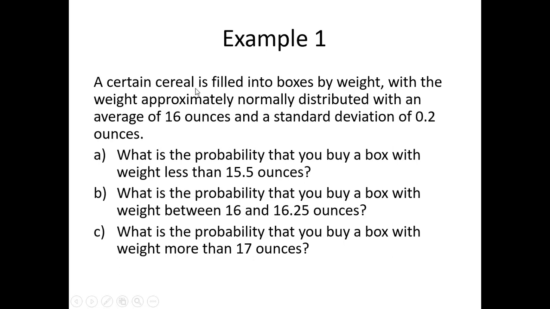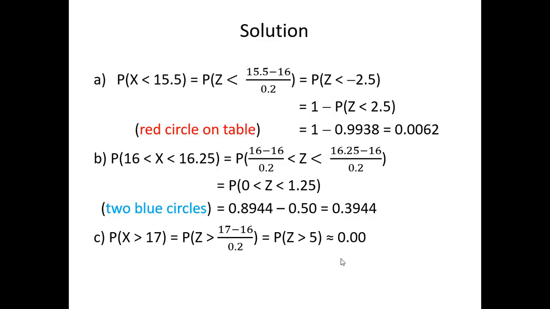Suppose a certain cereal is filled into boxes by weight, with a weight that's approximately normally distributed, with an average of 16 ounces and a standard deviation of 0.2 ounces. We want to find the probability that when you buy a box, think of this as a random selection, the weight is less than 15.5 ounces in A, and B, the weight's between 16 and 16 and a quarter ounces, and in C, the weight's more than 17 ounces. So our random variable X represents the weight of a box.